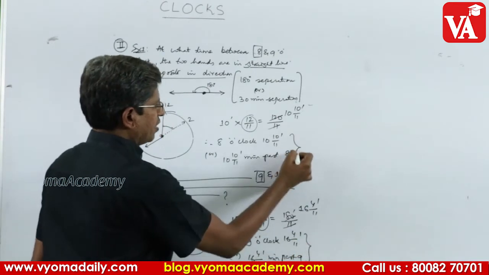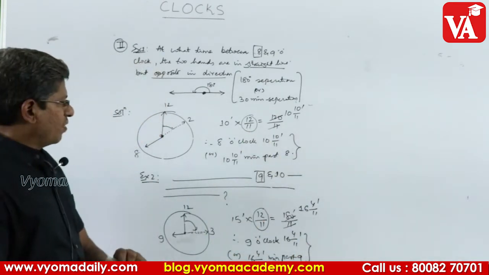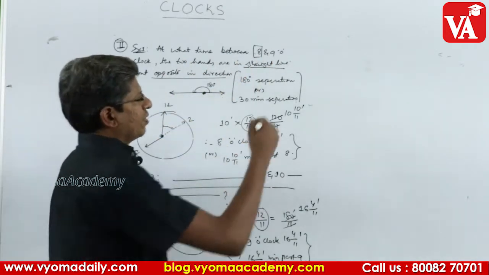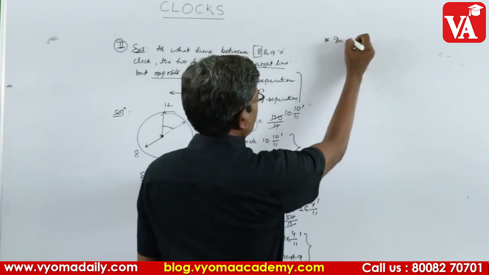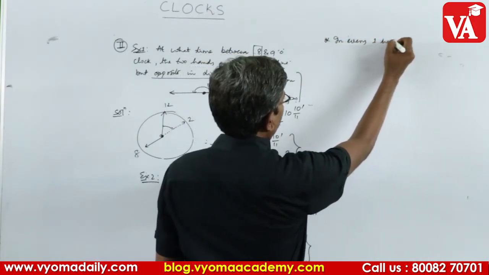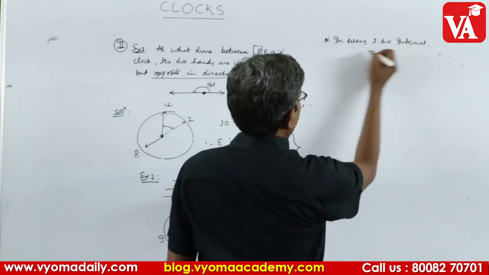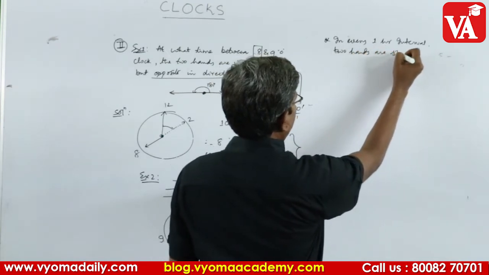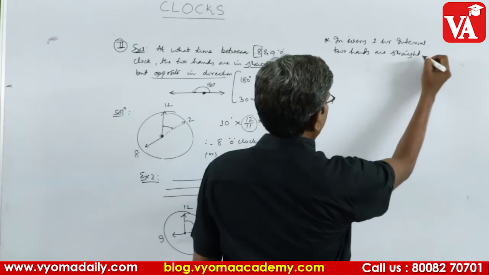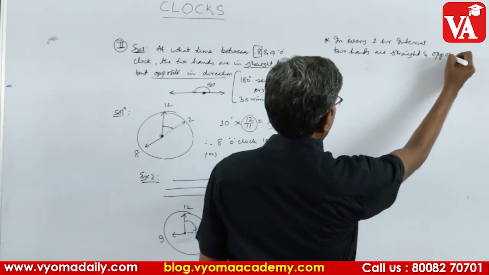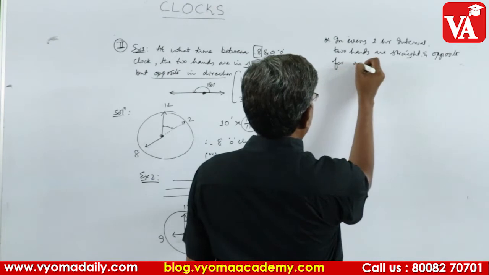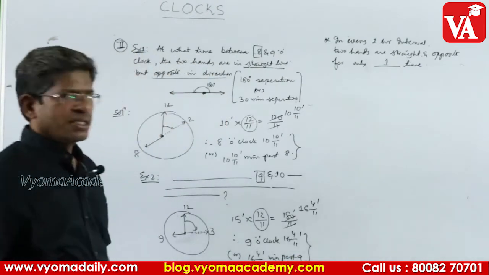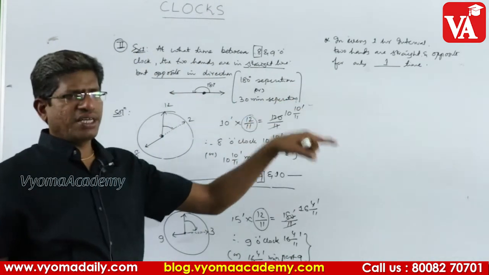So there are the answers. Now you can observe that in every 1 hour time, either 8 and 9 or 9 and 10, we got only one answer. So you can conclude like this: in every 1 hour interval, the two hands are straight and opposite only one time, because we got only one answer in every 1 hour time.